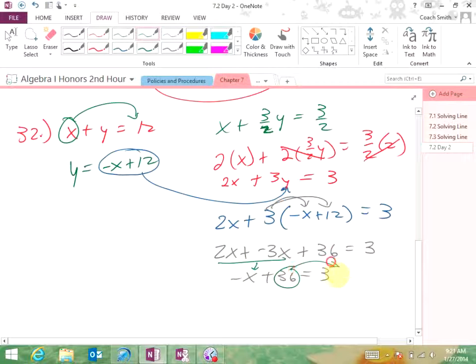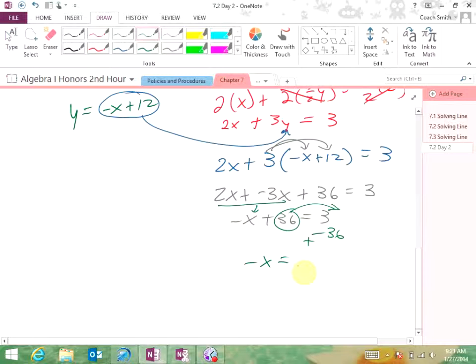Now I'm going to take the 36 over to the other side. It becomes a negative 36. So that gives me negative x is equal to what? Negative 33. So that means x is equal to 33. Everybody understand where I got that? I just took and knocked those two out. Because we can't have negative x, it's got to be x. So if the opposite of x is equal to negative 33, then x would have to be equal to positive 33. Now I'm going to take that 33 and plug it back in up here where the x is.